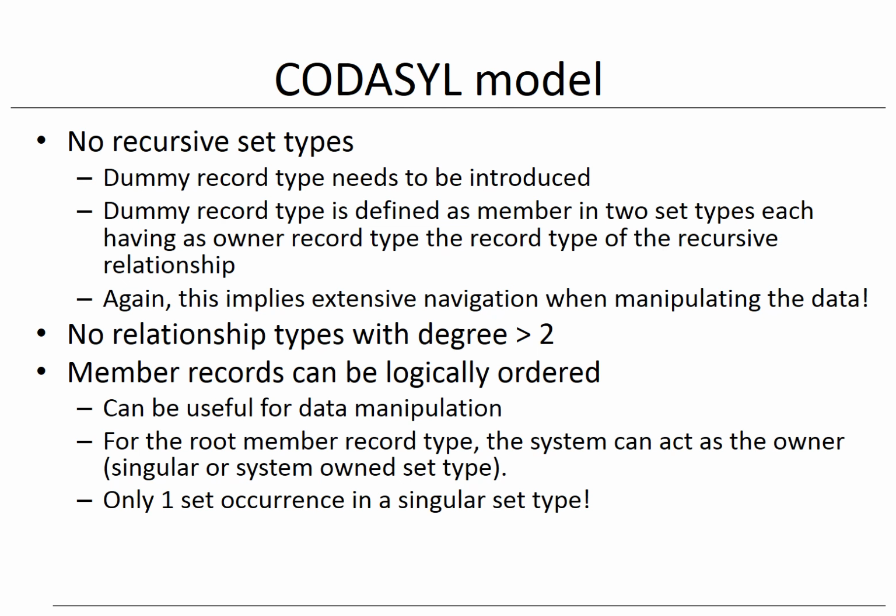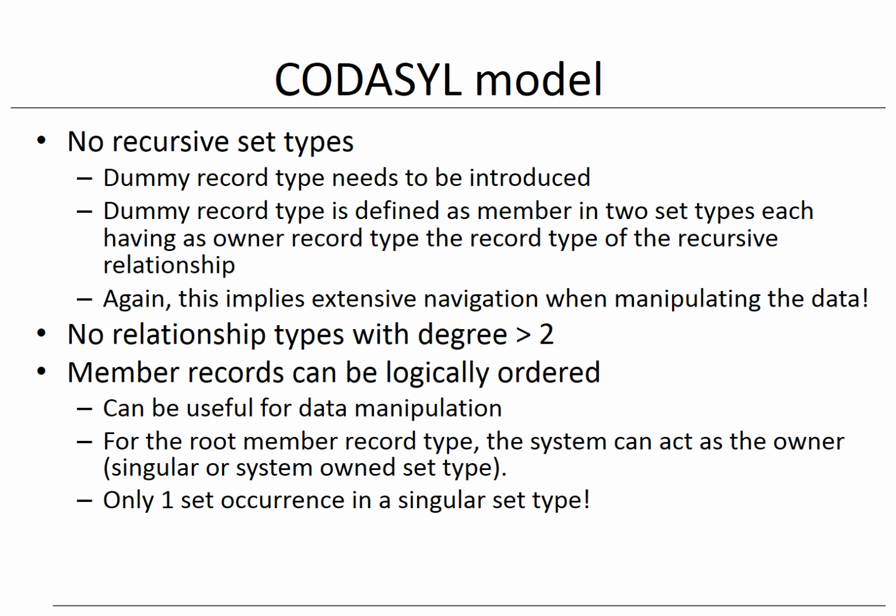CODASYL provides no support for recursive set types or set types with only one participating record type. A dummy record type needs to be introduced, which is then defined as a member in two set types, each having as owner record type the record type of the recursive relationship. Note that this again implies extensive navigation when manipulating the data. Also, no relationship types with more than two participating record types are supported.